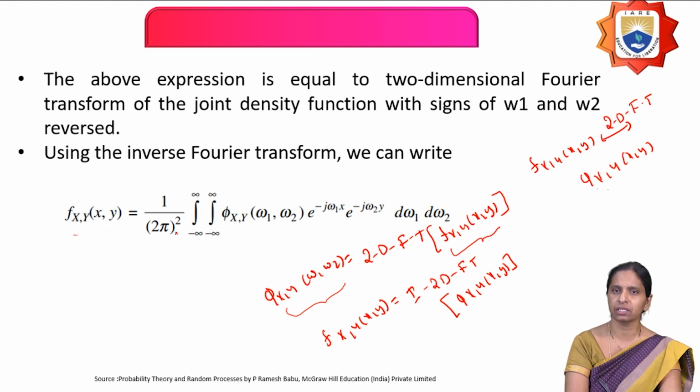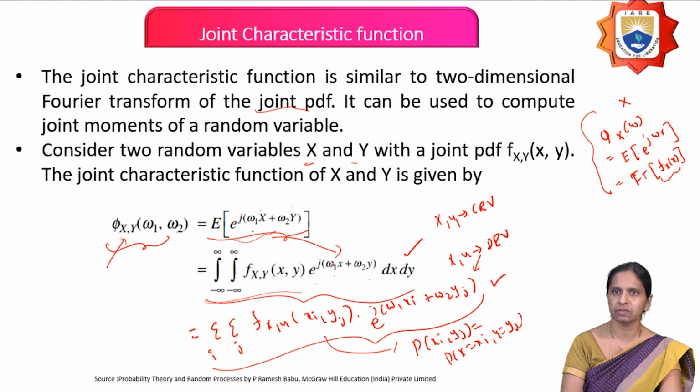So, what is the inverse Fourier transform formula? 1 by 2 pi square, integration omega 1 equals minus infinity to infinity and omega 2 equals minus infinity to infinity, phi xy of omega 1 comma omega 2, the joint characteristic function, into e power minus j omega 1 x into e power minus j omega 2 y d omega 1 d omega 2. Actually, in the inverse two-dimensional Fourier transform, the sign is reversed, and similarly in the Fourier transform you get the negative sign, but for these two relations the sign has been reversed.